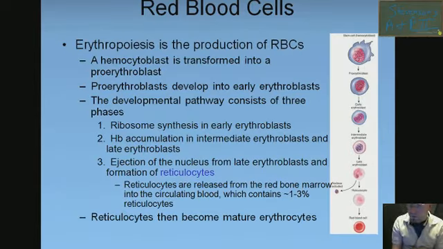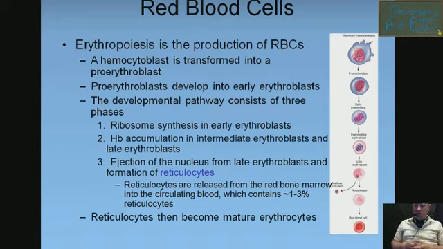Okay, here we see the red blood cells. Erythropoiesis is the production of red blood cells. Hemocytoblast is transformed into a proerythroblast, and that proerythroblast will then develop into an early erythroblast. Then the development pathway consists of three different phases.